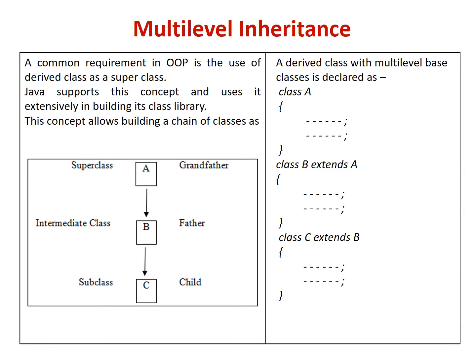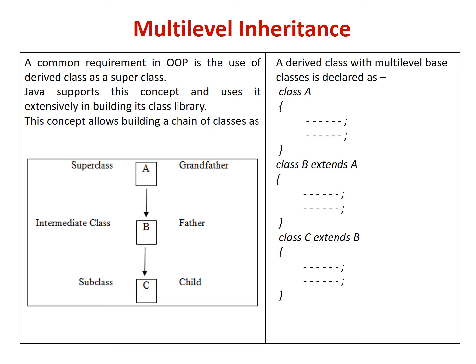What is multi-level inheritance? A common requirement in object-oriented programming is the use of a derived class as a superclass. Java supports this concept and uses it extensively in building its class library. This concept allows building a chain of classes as shown in this figure.